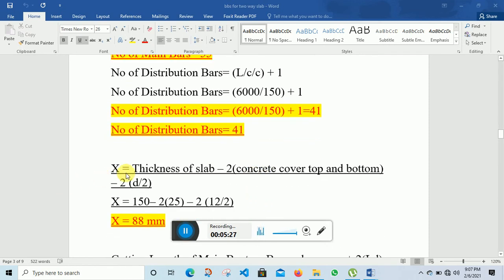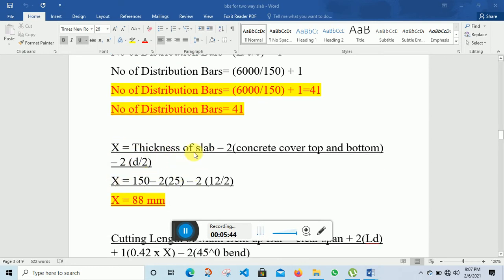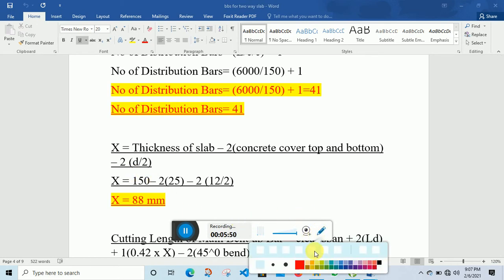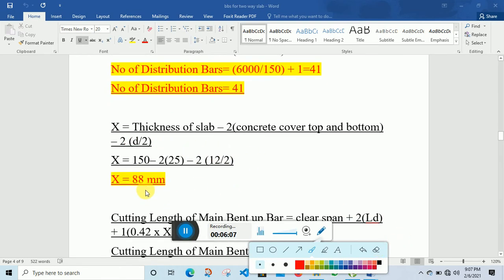So now to find the x, as I discussed in the previous slide, thickness of slab minus 2 into concrete cover, top and bottom, and minus 2 into d divided by 2. So this is the formula for x. This is the thickness of slab, this is 2 into concrete cover, and this is dia of bar divided by 2. So we will get 88 millimeter.